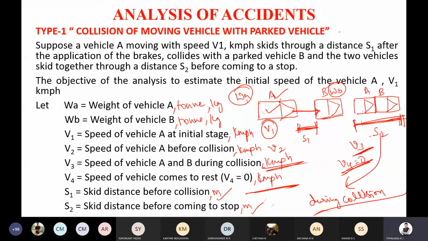So this is the first type of collision. For your syllabus only type 1 is there, that is the moving vehicle collides with the parked vehicle. There are 5 other types, but for your syllabus they have kept only type 1, when the moving vehicle collides with the parked vehicle.